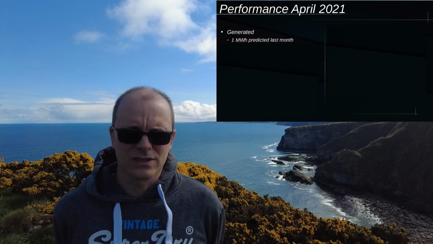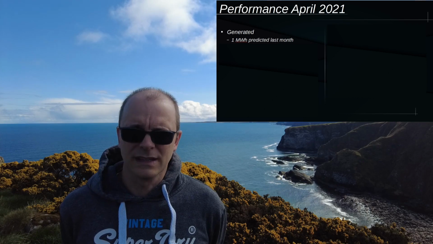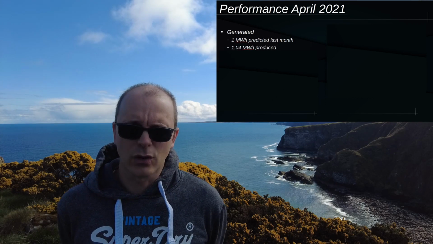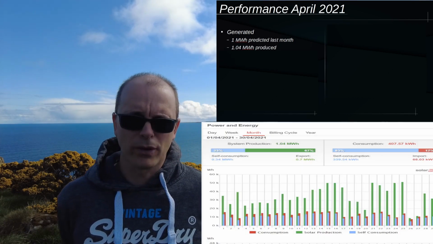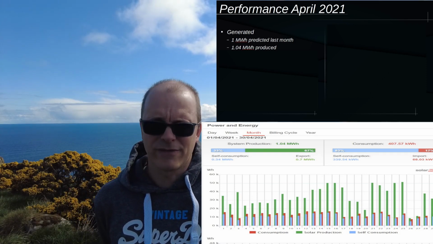So, how have my solar panels done this month? Last month, my prediction for April was that we were going to generate 1 megawatt hour of electricity. And the actual result was that we generated 1.04 megawatt hours. So that's an impressive result.